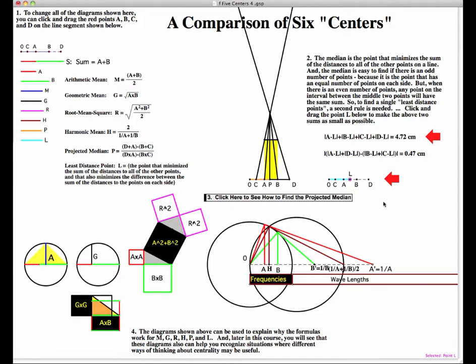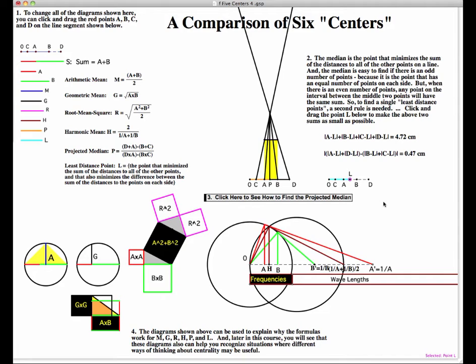So, if you want to choose only a single point from these, then you need a second rule. And, one rule that can be used is to select the point which makes the distances on the left and on the right as close as possible. Only one of the median points satisfies this rule. The other worksheets in this activity give more details about each of these different kinds of centers.